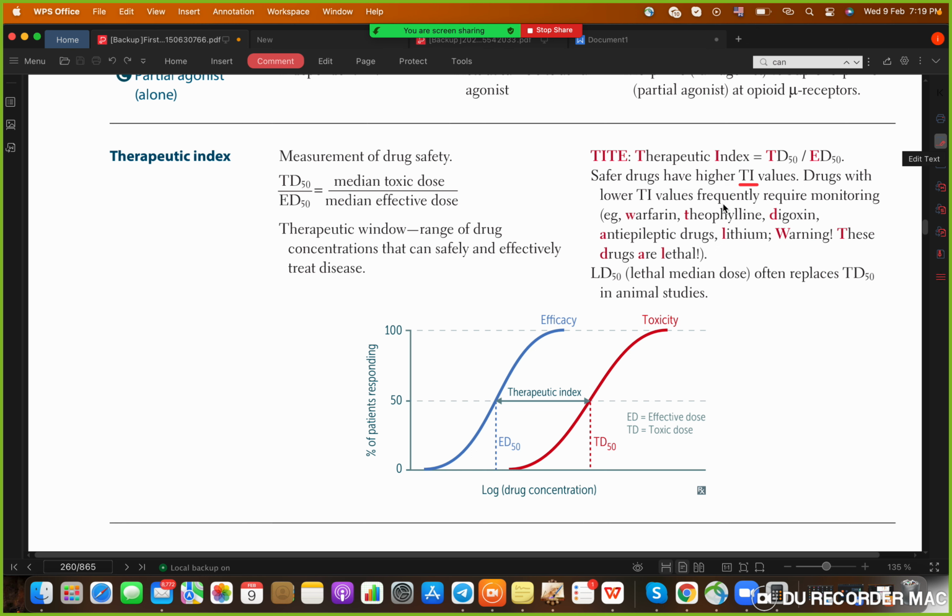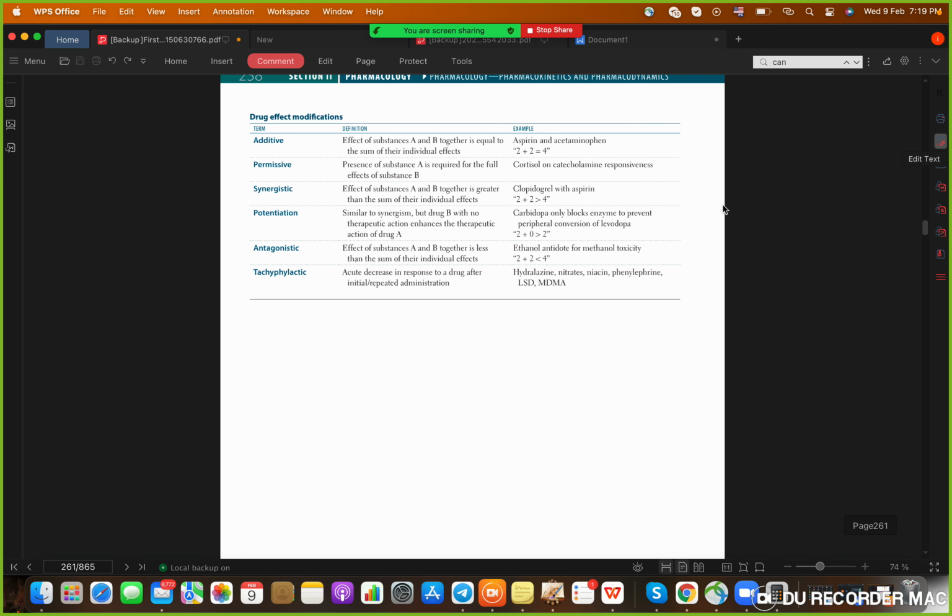So the lethal dose often replaces the toxic dose in animal studies, which means the lethal dose is how much of the drug was required to kill 50% of the animals. Okay, how much drug was needed to kill 50% of the animals. Okay, good. So let's go to the next topic, drug effect modification.